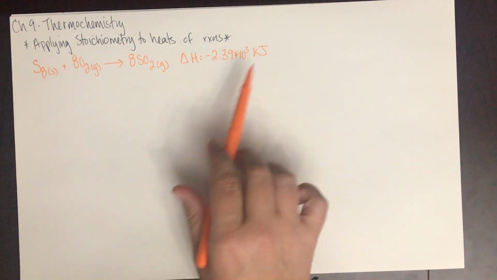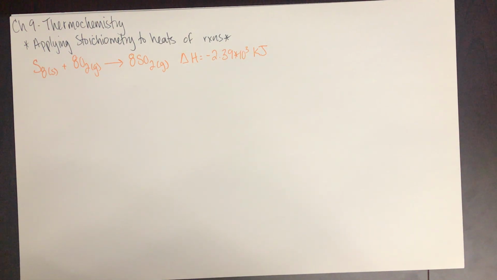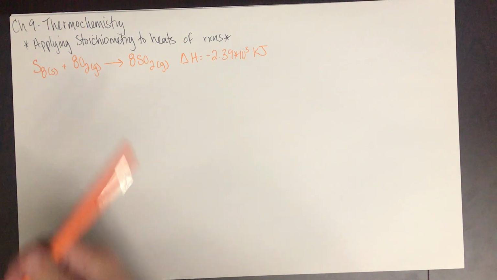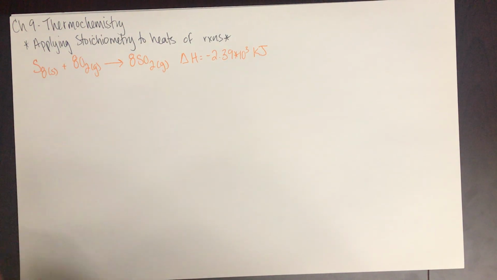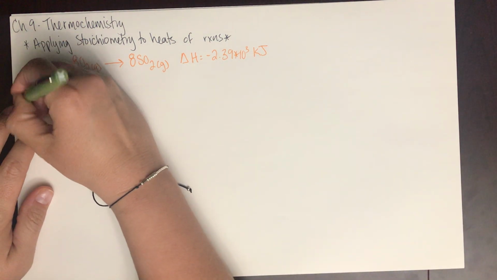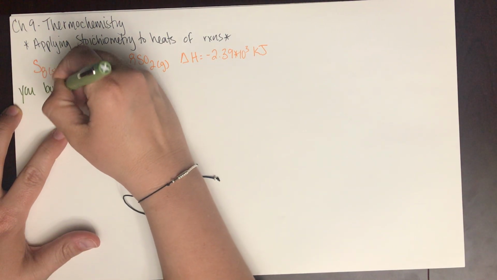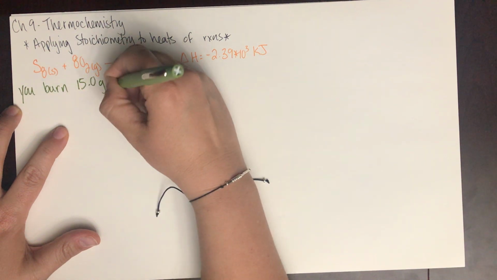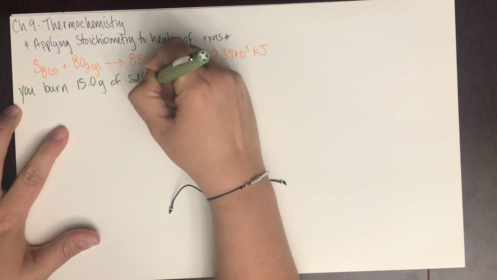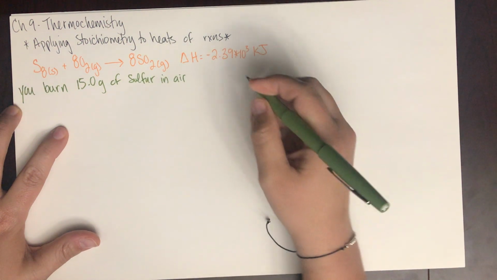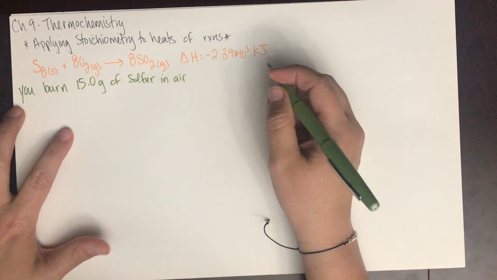So we can now use this heat of the reaction as a conversion factor for each of these molar amounts, if we wanted to know more about how much of each of these was reacting, how much energy would be required to react a certain amount of any of these. So let's just look at an example. Here's a question. It says, you burn 15.0 grams of sulfur in air. How much heat evolves from this amount of sulfur?